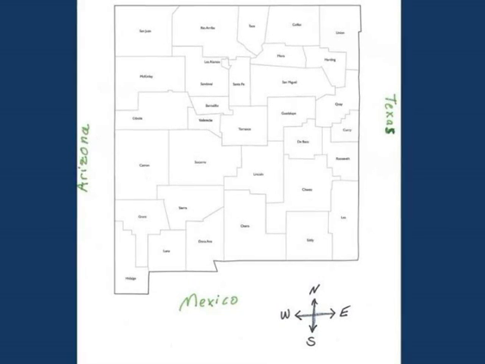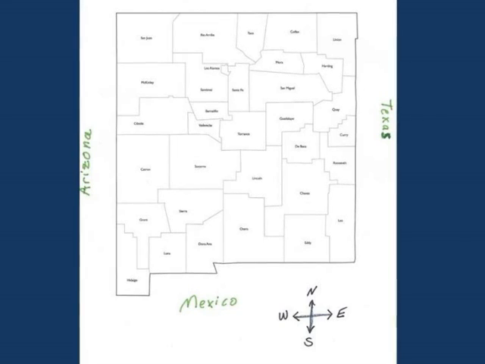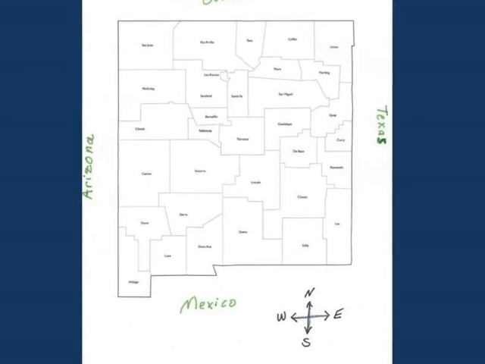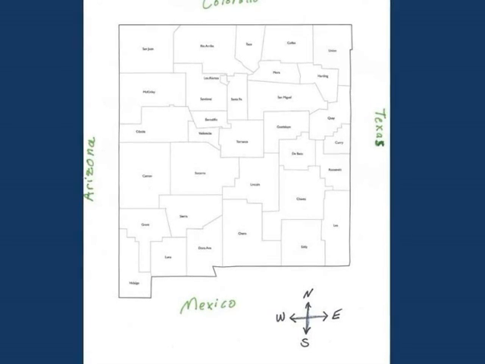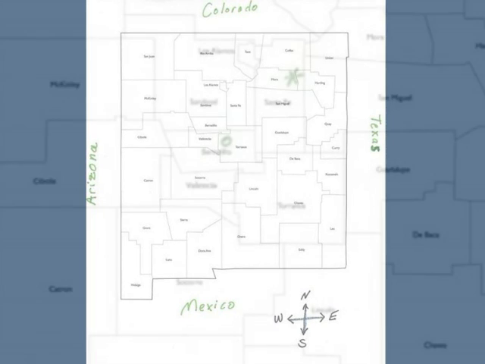New Mexico is the fifth largest state and almost a perfect square. The length from north to south, from Colorado to Mexico, is 370 miles. The width east to west, from Texas to Arizona, is 343 miles.